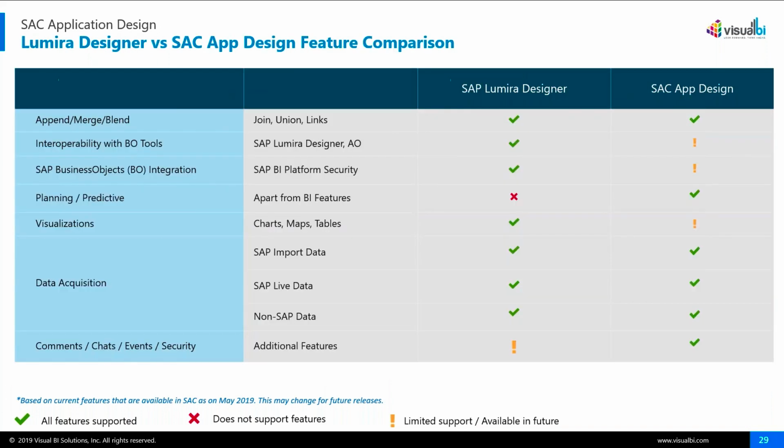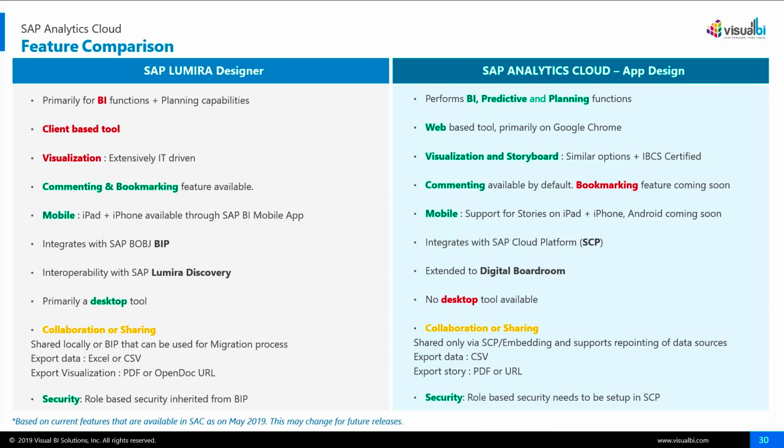So let me move into the feature comparison of Lumira Designer and SAC App Design, right? So how we have it for interoperability with other BOBJ tools, and how the visualizations are with respect to both the tools. Towards the end of this webinar, we have a much more detailed comparison between these two tools. So let me just move across to the next slide and give you a basic differentiation between these two tools.